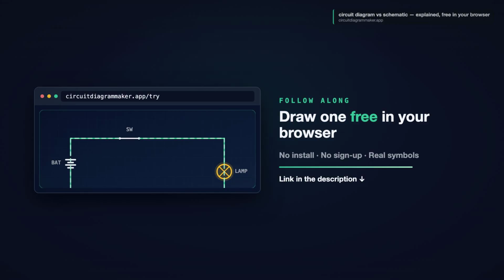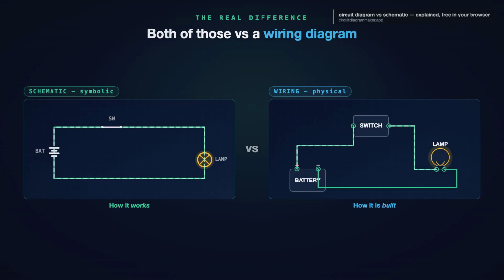Here is where a genuinely useful difference finally shows up, and it is not between schematic and circuit diagram. It is between both of those and a wiring diagram. A schematic shows how the circuit works, symbols and logic. A wiring diagram shows how it is physically built, the actual parts, the real terminals, the true wires, and where they land. Look at the same simple circuit both ways.